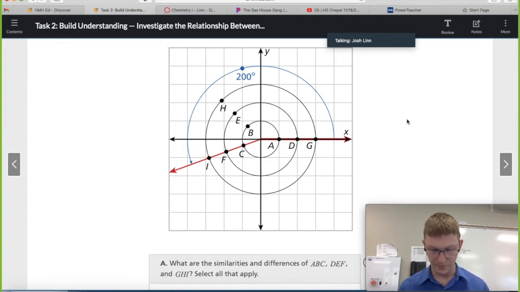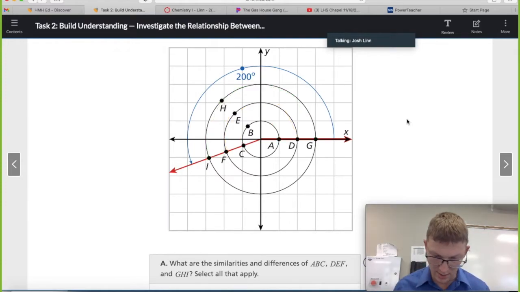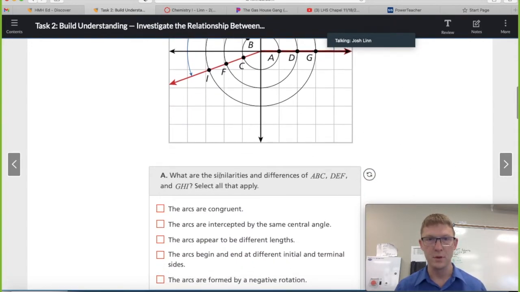So when they're naming these things, look, A, B, C, D, E, F. That's how the naming part of it works. I just want to make sure that you understand what they're talking about. G, H, I. And you will see this again, angles are typically named the same way with 3 letters. So what are the similarities and differences between ABC, DEF, and GHI?